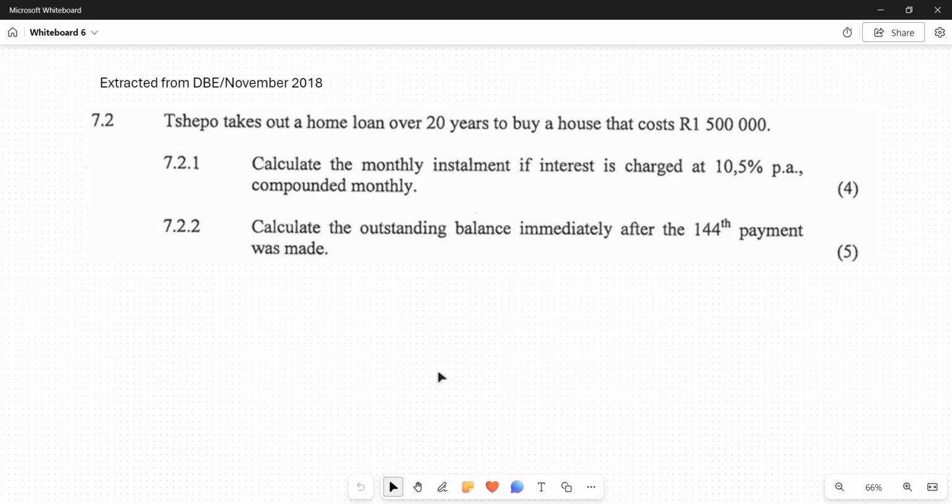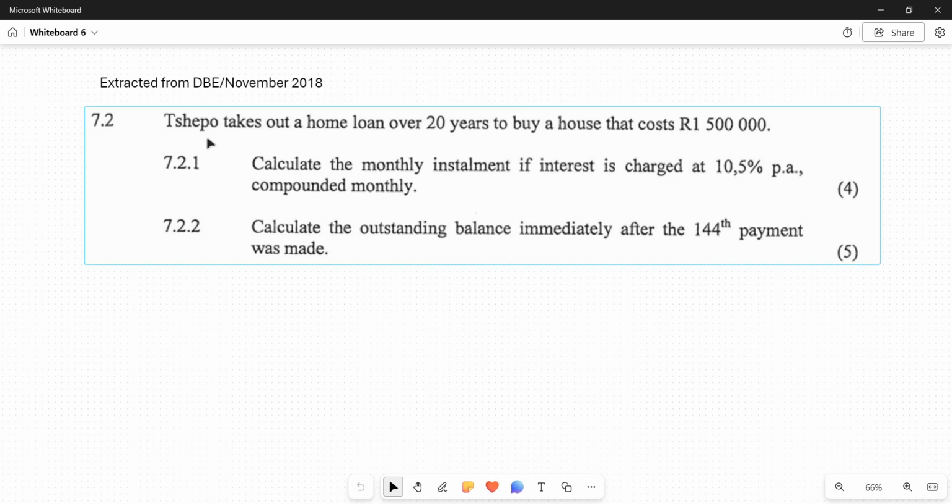In this video, we are going to try to solve this problem that involves present values. The problem says, Support takes out a home loan over 20 years to buy a house that costs 1,500,000 rands. The first question says, calculate the monthly installment if interest is charged at 10.5% per annum, compounded monthly. So now we're going to focus on the first question.